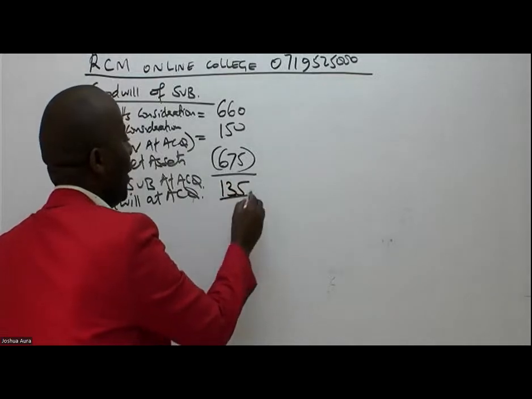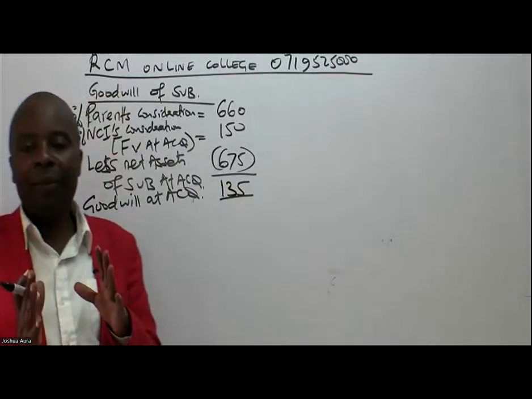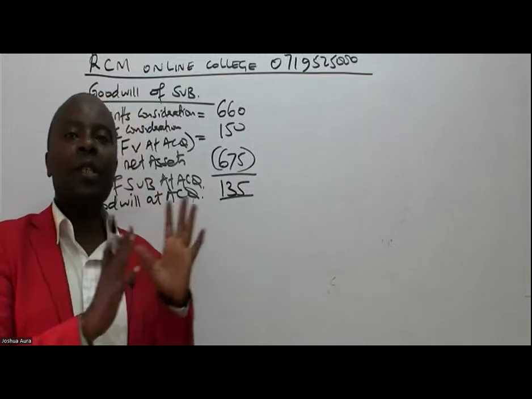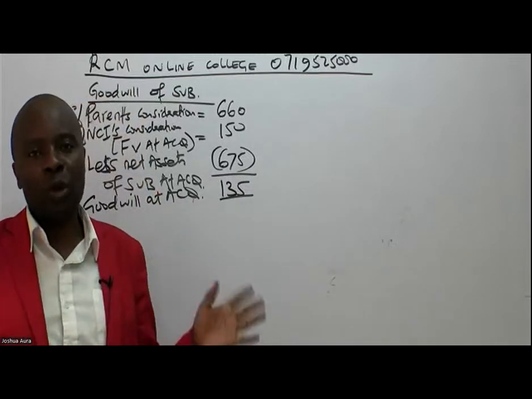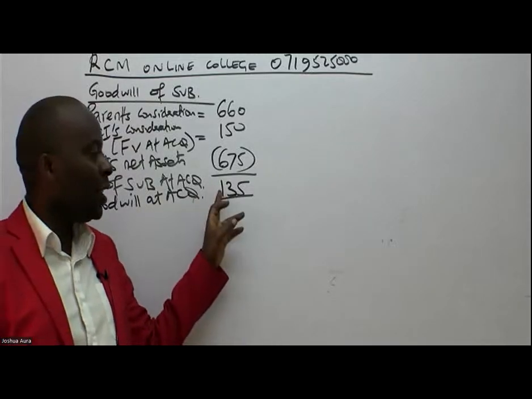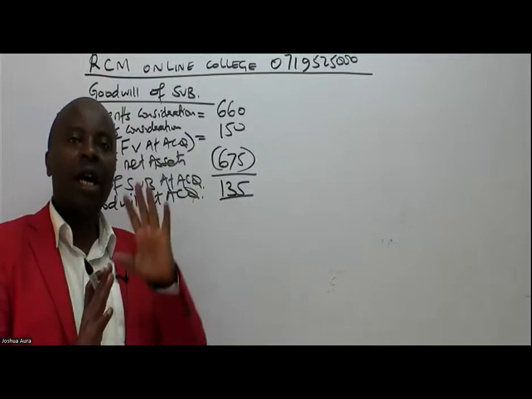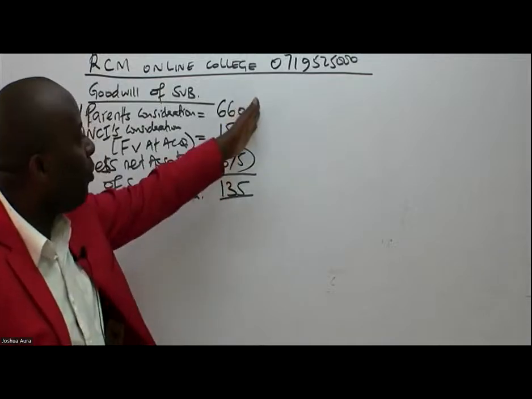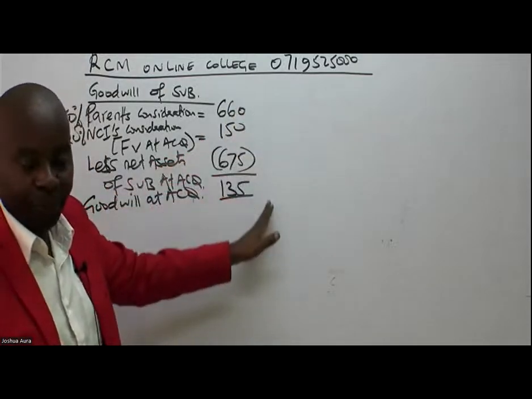And they have not given us, ladies and gentlemen, any policy as to impairment. They haven't told us that this goodwill was impaired at all. So we shall assume that even at the date of disposal, we had this 135 goodwill still outstanding. Great. This is the normal way that we use to calculate goodwill.